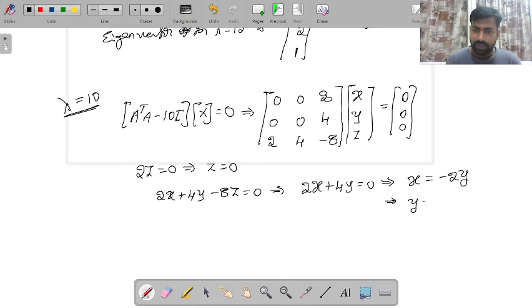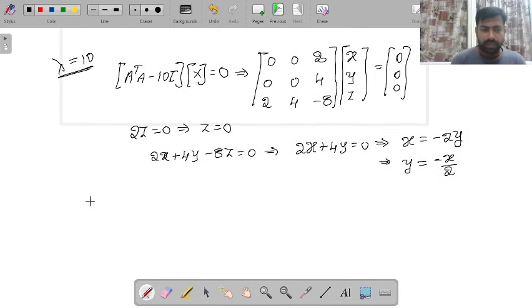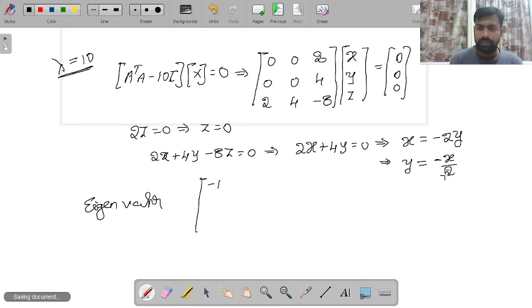So in other words, y equal to negative x by 2. Okay, so now let us write what is the eigenvector. So now eigenvector, let me take x equal to 2. In that case I get negative 1 here. If I take x to be 2, then y will be negative 1, z is anyway 0.